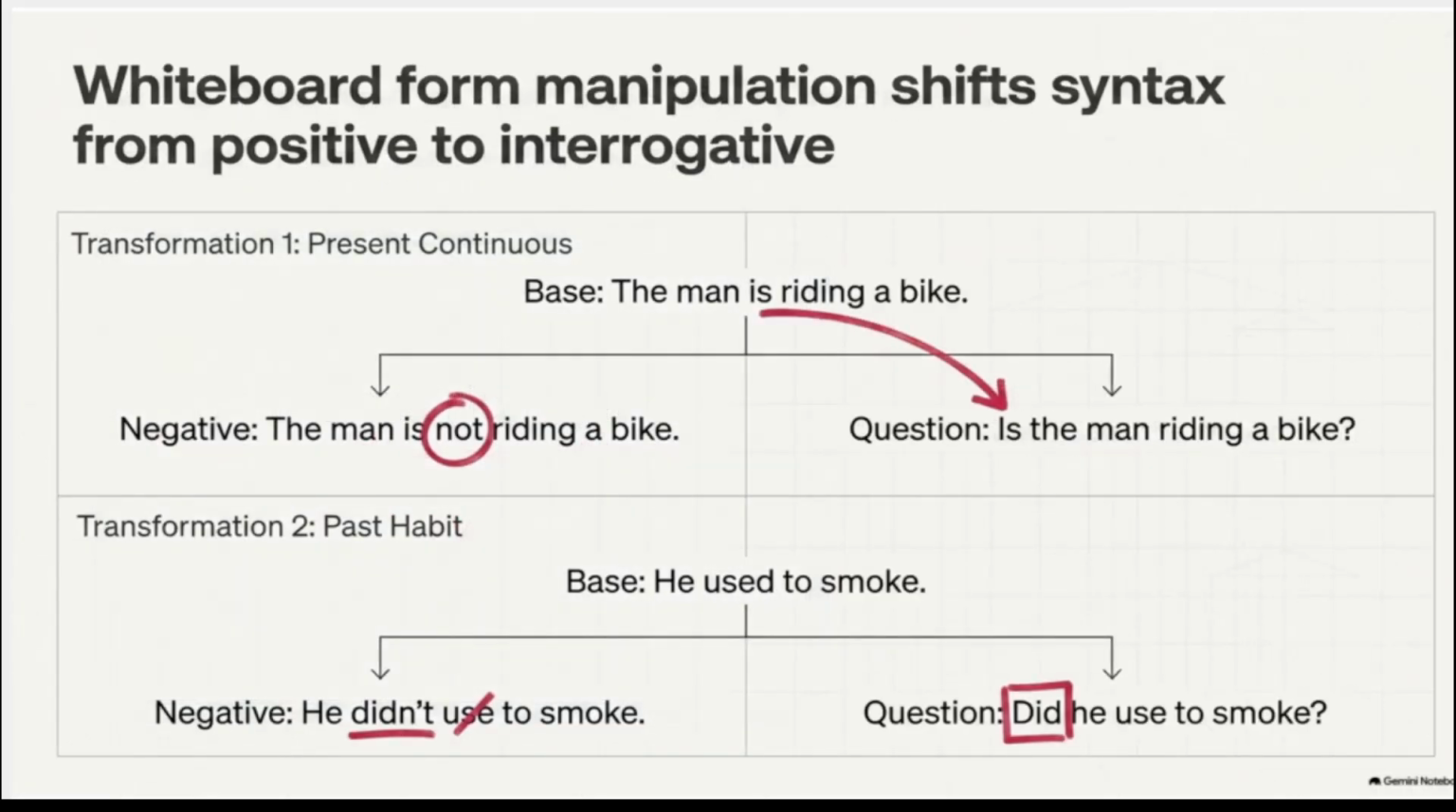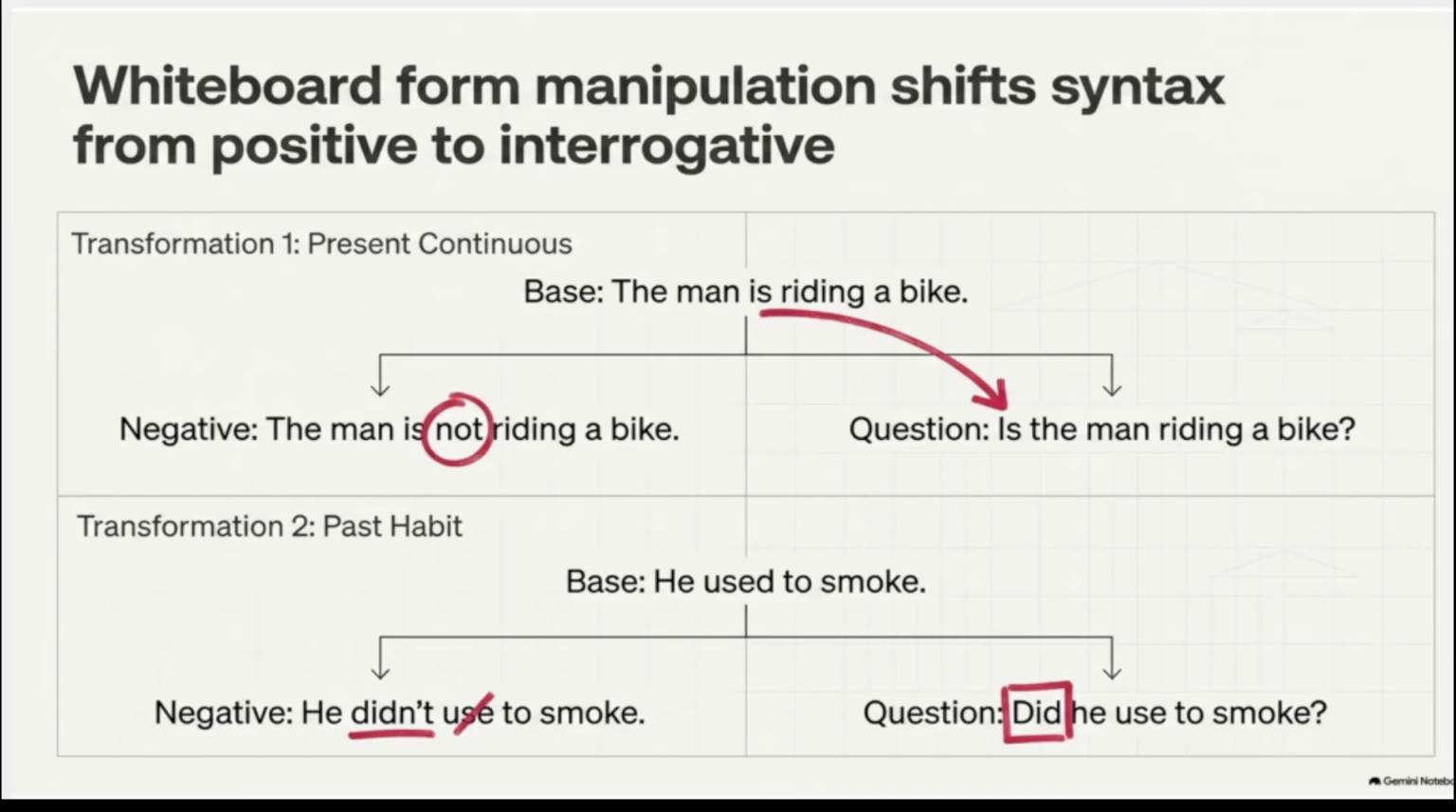Whiteboard form manipulation, from positive to negative and questions. Once the basic form has been established, we can begin manipulating the structure. This is an important part of grammar clarification because students need to understand how the structure behaves in different sentence types. Let's start with the present continuous. Our base sentence is, the man is riding a bike. Now we transform it into the negative. The man is not riding a bike. Or, in the contracted form, the man isn't riding a bike.